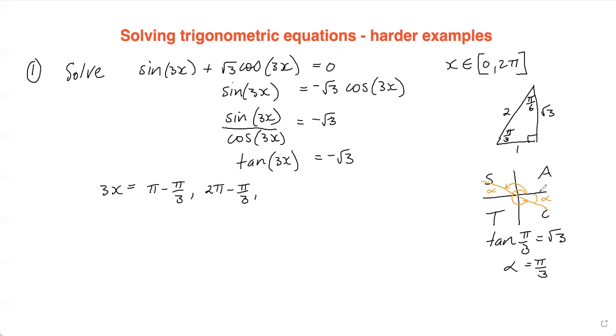Now imagine that we've gone all the way around. We've gone pi, 2 pi, and then we're going to go around again. So 3 pi minus pi on 3. And then round to here would be 4 pi minus pi on 3. Then round one more time, we get 5 pi minus pi on 3. And our last solution, we've got 6 pi minus pi on 3.